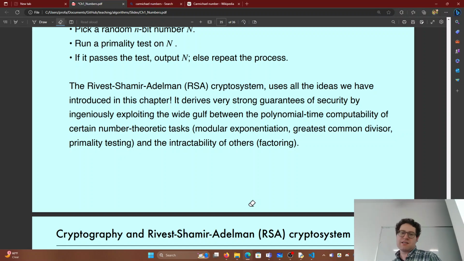And the way it works is that it exploits the fact that doing modular exponentiation, greatest common divisor, and testing for prime numbers, those are all polynomial time algorithms, but factoring a number is exponential time. Factoring numbers is exponential time, figuring out what the factors are. It's just hard. It's just a hard number.